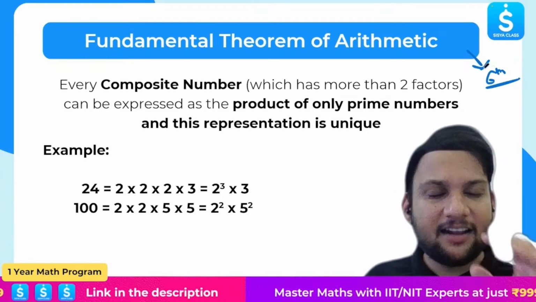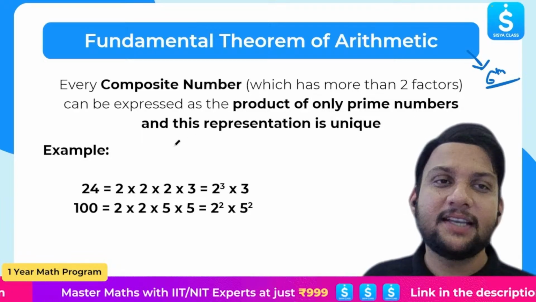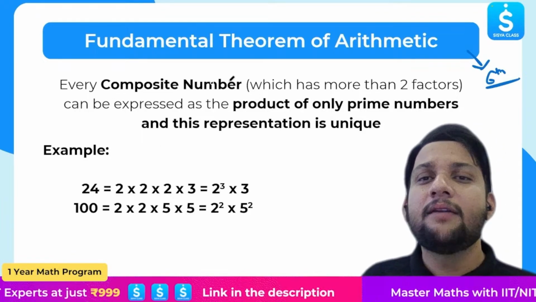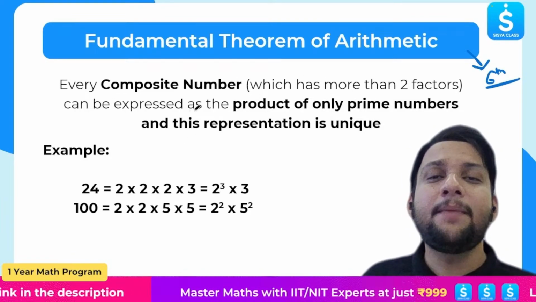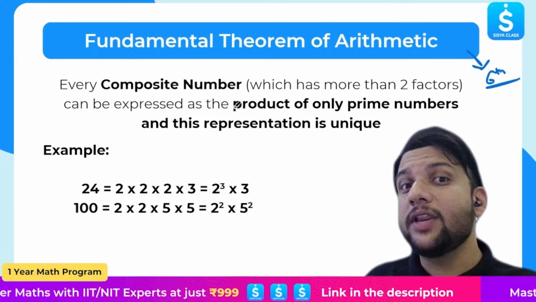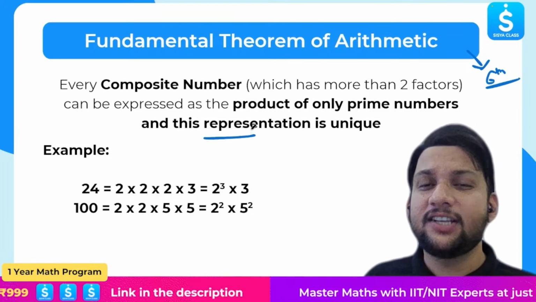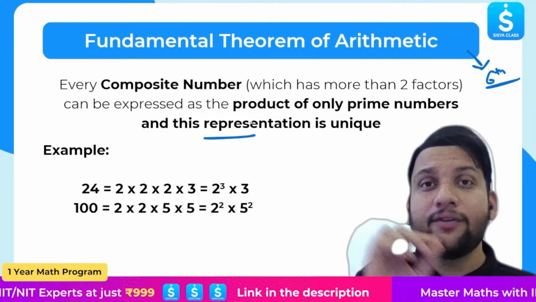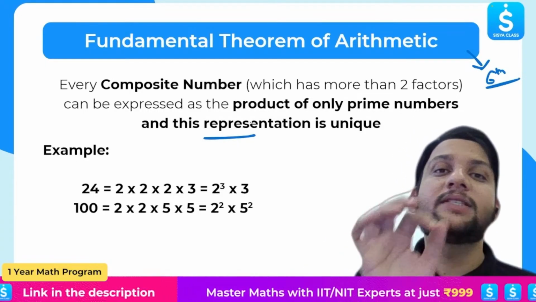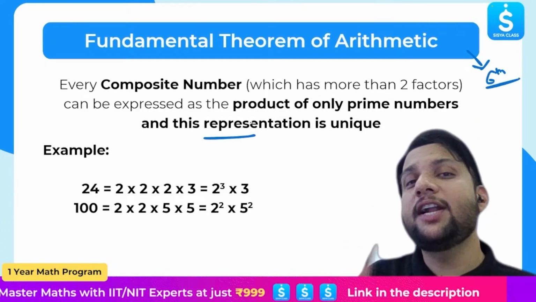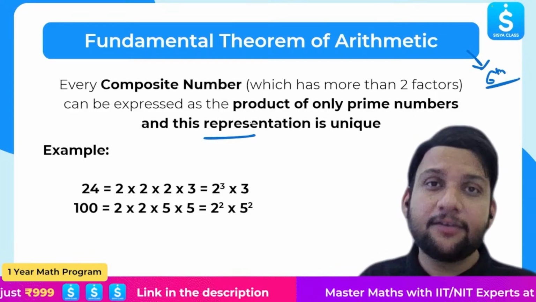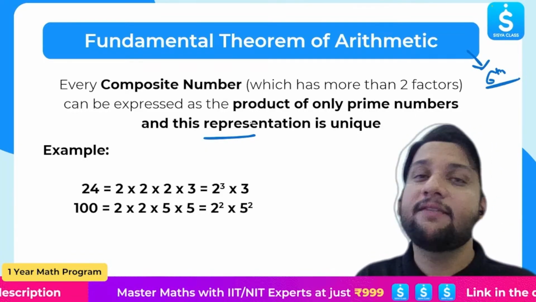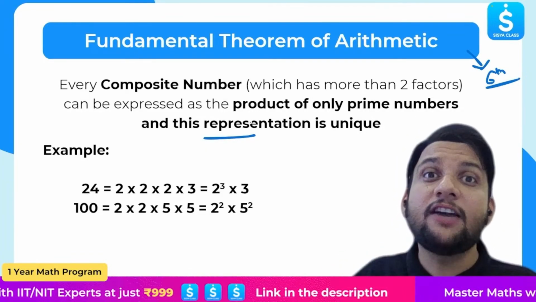The thing is, just read the statement. The statement says every composite number, which has more than two factors, can be expressed as the product of only prime numbers, and this representation is unique. The thing is, dear students, what are composite numbers? First of all, if you are not able to recall, composite numbers are the numbers that have more than two factors. What are prime numbers? The numbers that have only two factors, the number itself and one. But composite numbers are the numbers which have more than two factors.